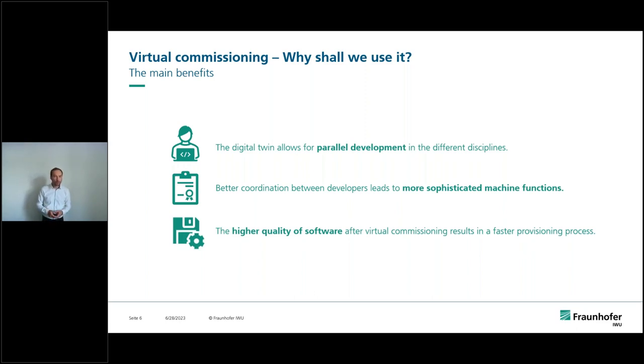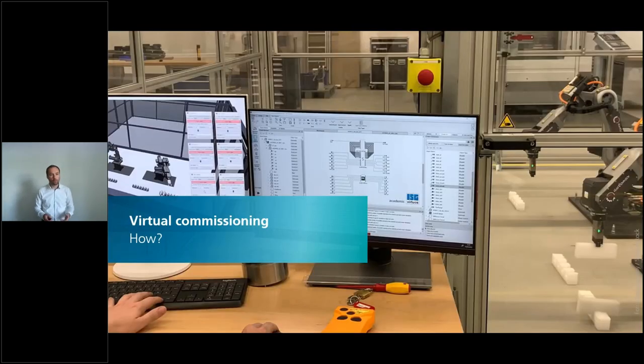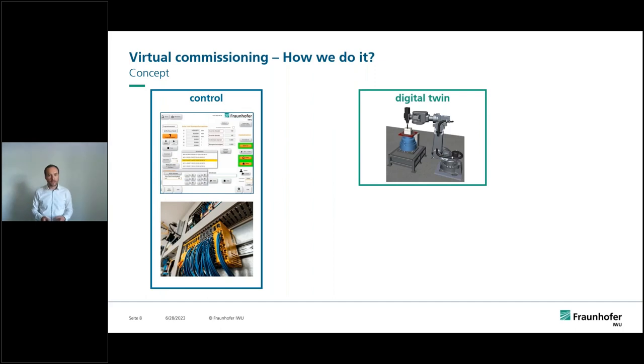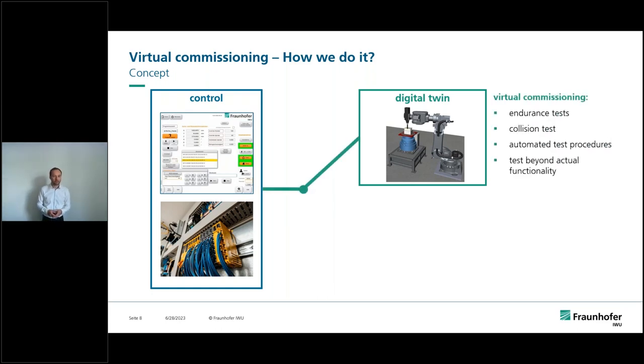So now we know why we should do virtual commissioning. The next question is how we can do it. At first, we need to develop a digital twin of our system at the necessary level of detail. When we have done this, we can set up our controller, program our controller code, and then connect this control with our digital twin to test the software and to correct failures within it.